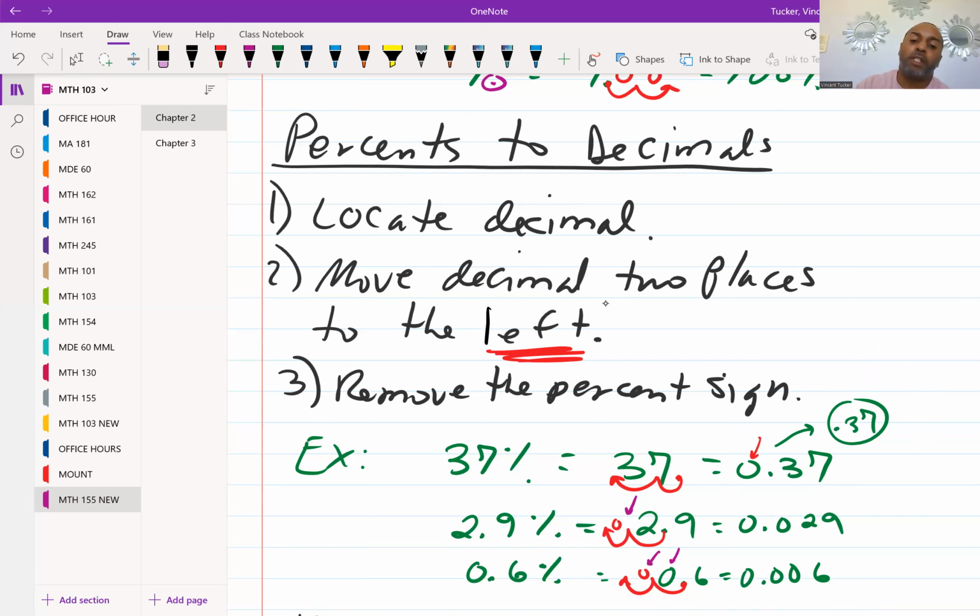2.9%, once again, same process. Take the decimal and move it two places to the left. There's only one value to the left, which is that two, so we need a zero as a placeholder. So it's 0.029. And then the last one, 0.06%. Move your decimal two places to the left. That's 0.0006.